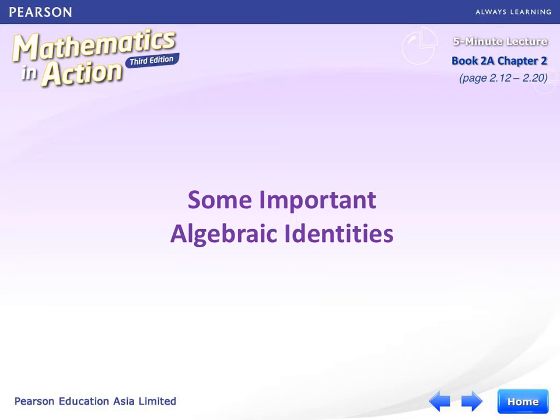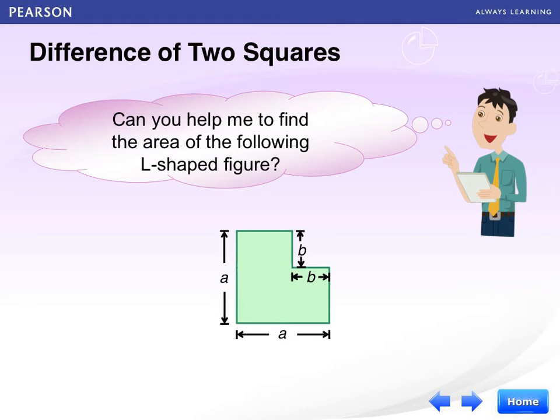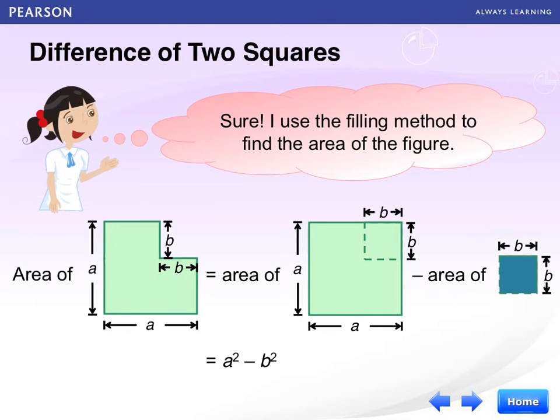Hello. In this part, we would like to introduce some important identities. First, let's consider this figure. This is an L-shaped figure, and the dimensions are like this. If you want to find the area of this shape, in the L shape on the left-hand side, we can fill in the L shape to become the square on the right-hand side, like this.